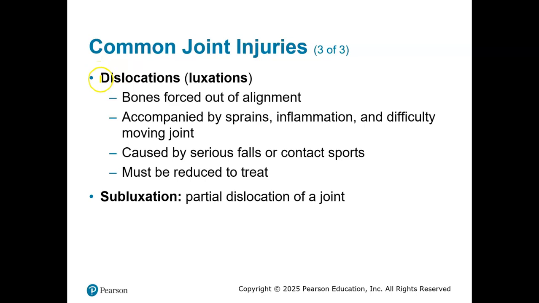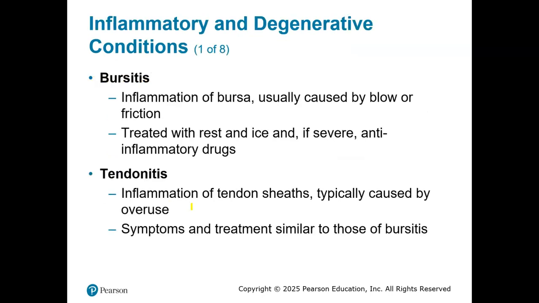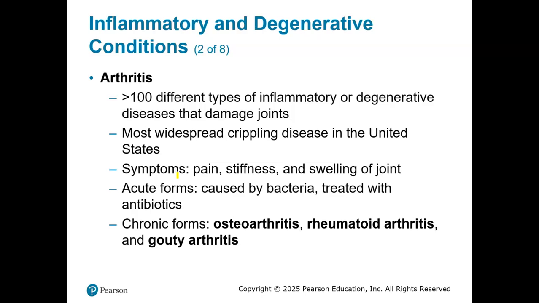Dislocations can happen at any joint, really, but the shoulder especially. Subluxation is partial dislocation of a joint. There's bursitis, which is inflammation of the bursa, and tendinitis, inflammation of the tendon sheaths. Basically, you rest and you ice it, and you can use anti-inflammatory drugs like ibuprofen, Advil.